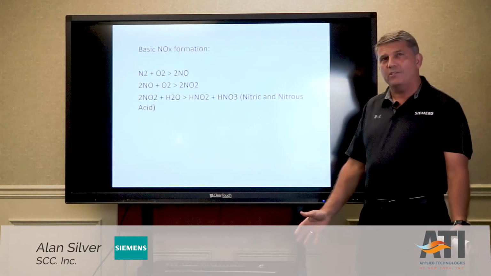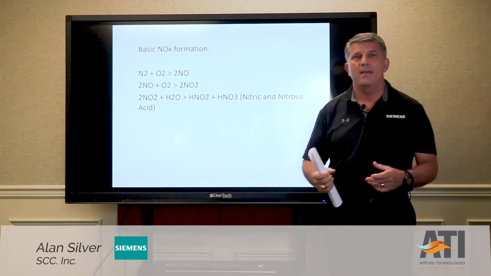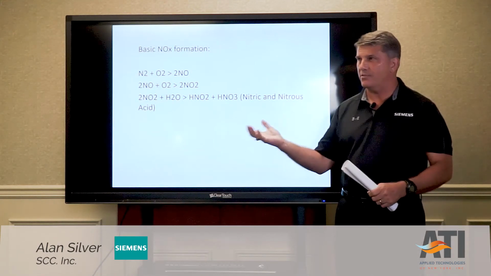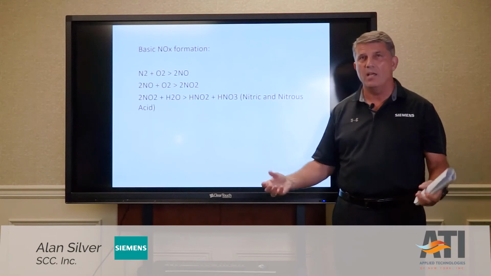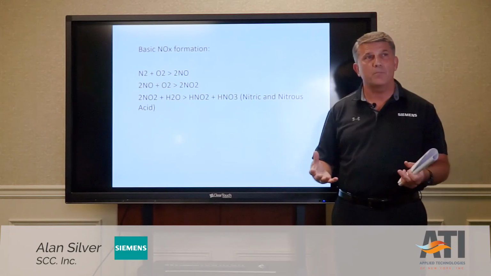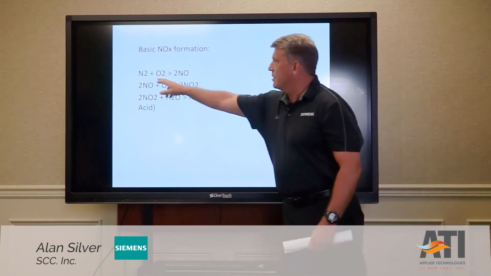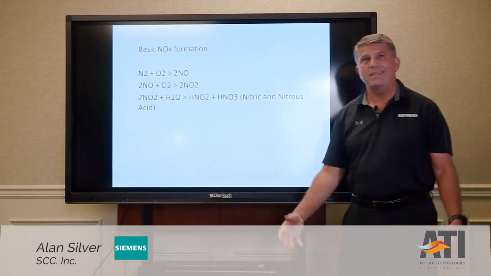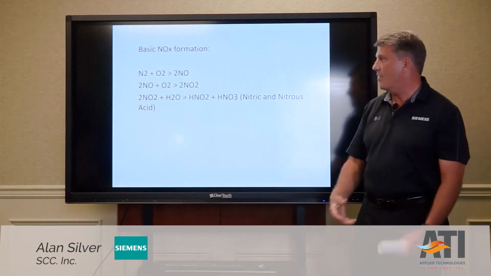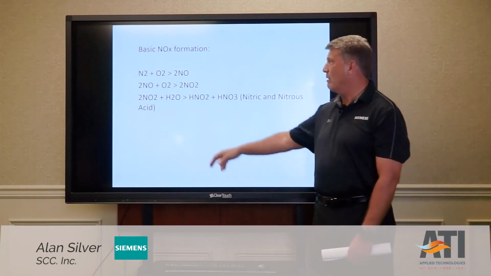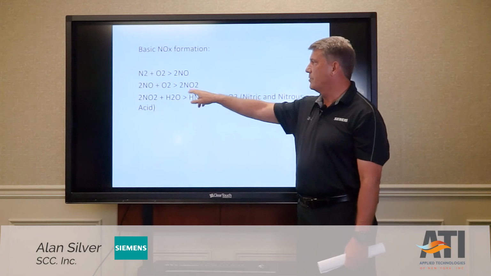Basic NOx formation is very simple. NOx is made when you take nitrogen, which is about 78% of the atmosphere, and oxygen, which is about 21% of the atmosphere, and mix them together at a very high temperature. That's called thermal NOx production. So when the nitrogen and oxygen that are in the air naturally are heated up at very high temperatures, somewhere in the range of 2,800 degrees or higher, we form NO and NO2.